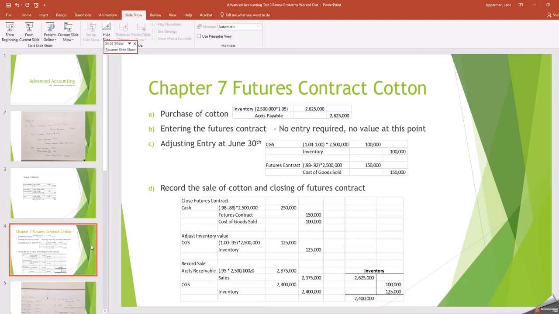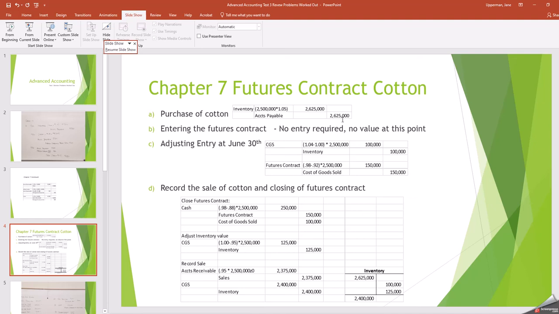So then we have that they purchased 2,500,000 pounds of cotton, and the purchase price was $1.05. So to record that, we're going to debit inventory for the 2,500,000 times $1.05, and then set up an accounts payable to pay that. And again, the accounts payable is going to get paid right away, so we don't have to go back and worry about the value of that. It'll get paid in 30 days or whatever, so that's not really of interest to us. What we're focused on is the value of the inventory.